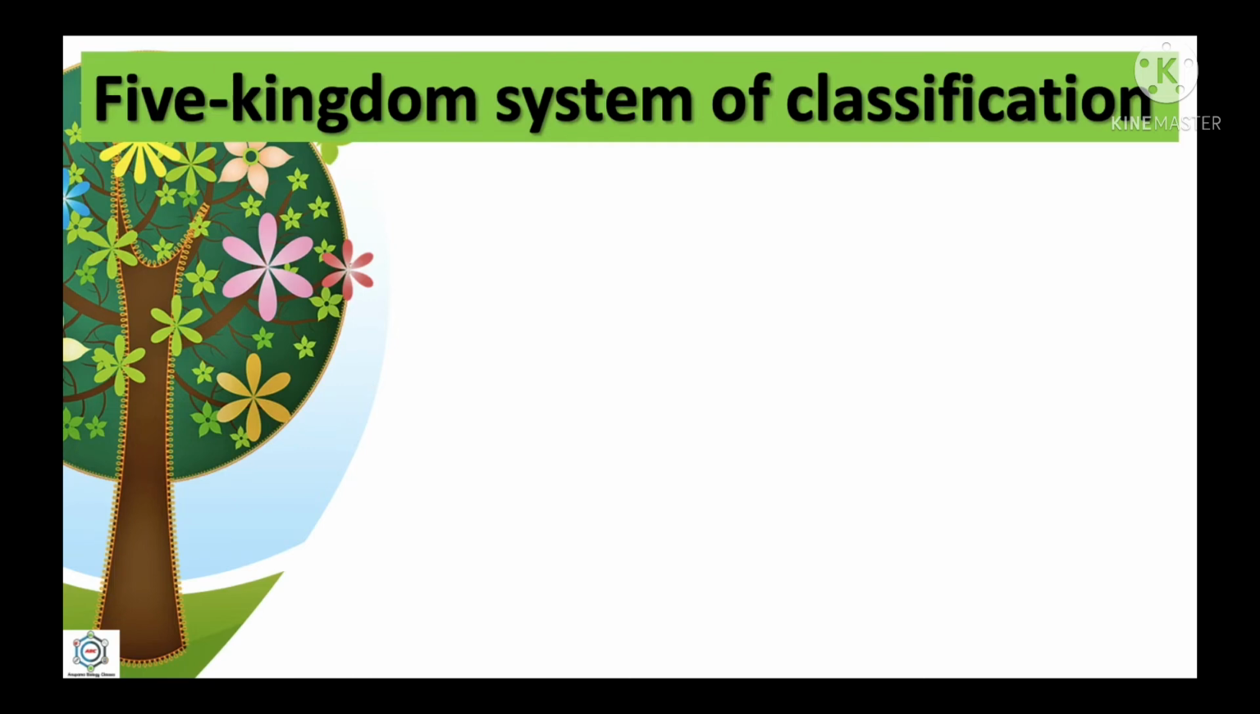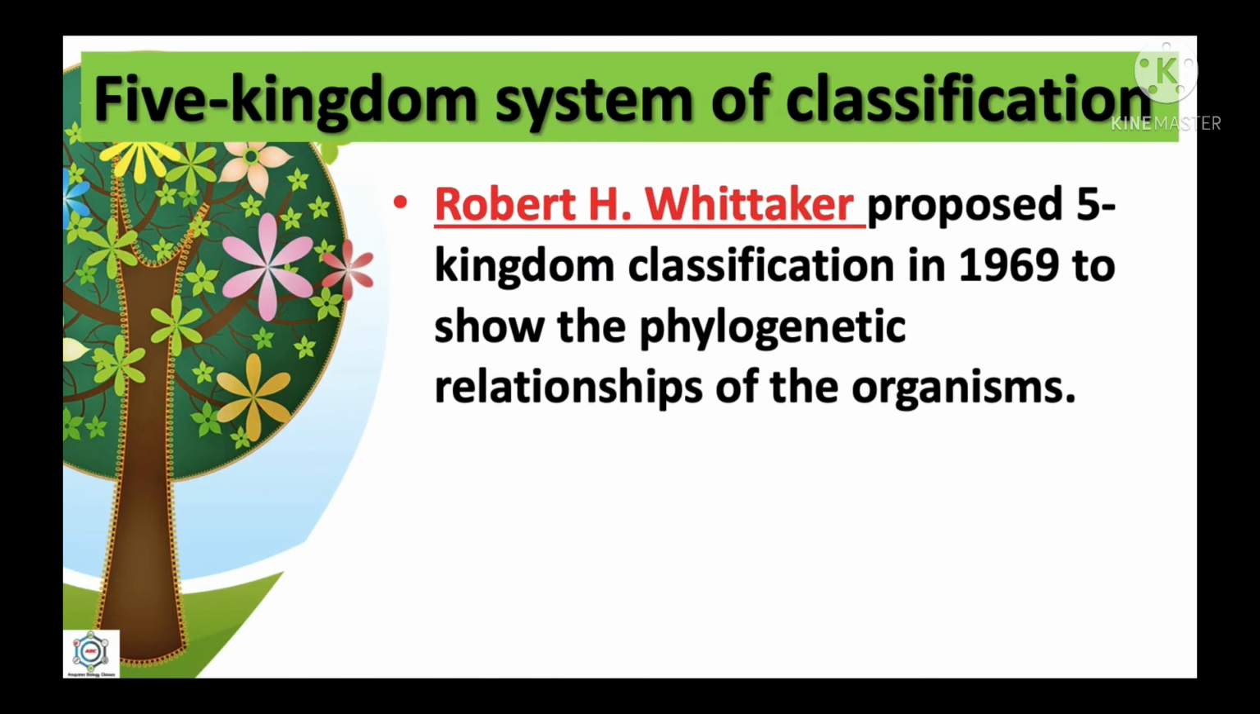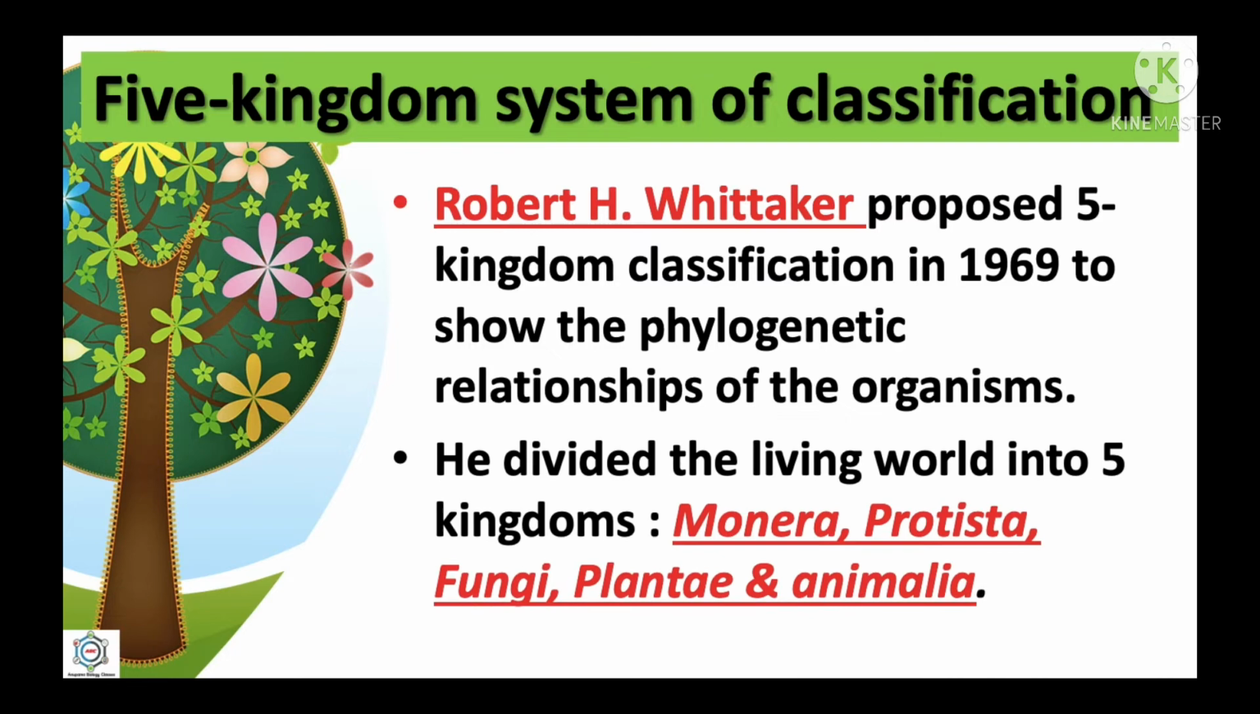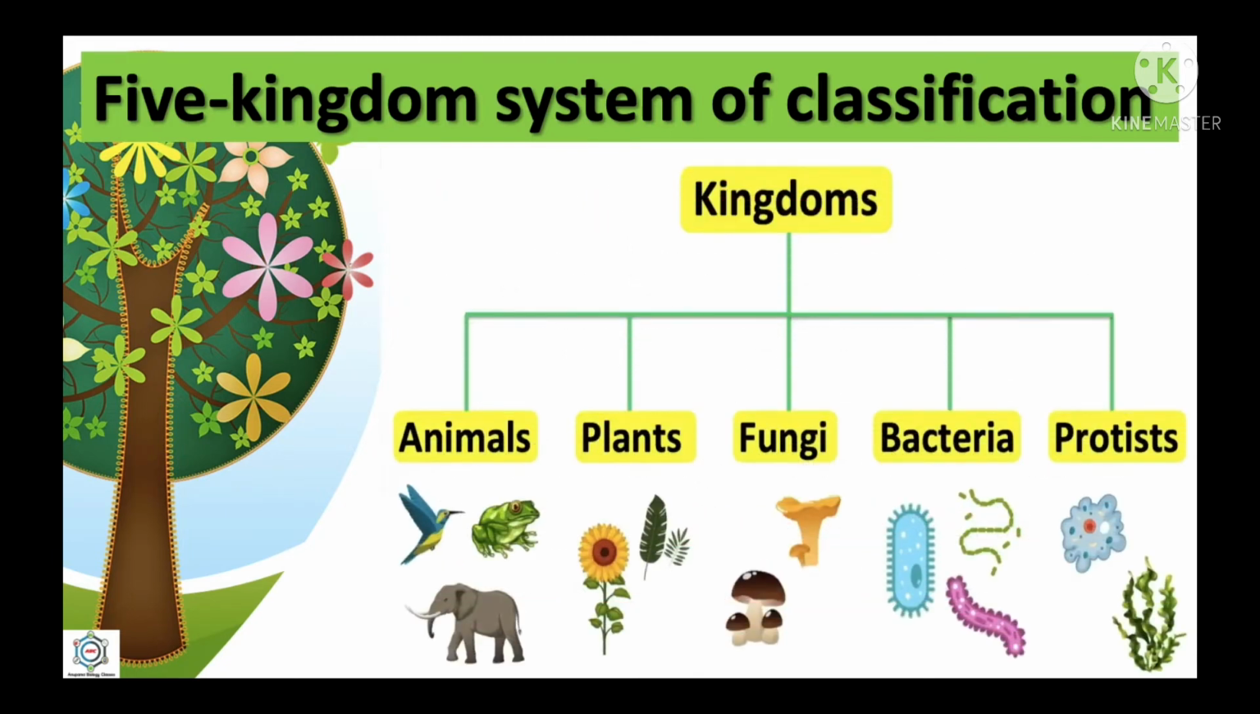Because the two-kingdom system of classification has many shortcomings, Robert H. Whittaker proposed the five-kingdom classification in 1969 to show the phylogenetic relationships of the organisms. He divided the living world into five kingdoms, that is Monera, Protista, Fungi, Plantae and Animalia. So, in this classification, organisms of each type have a proper place from the point of view of their structure and evolution. Hence, Whittaker's scheme has found favor with most biologists.